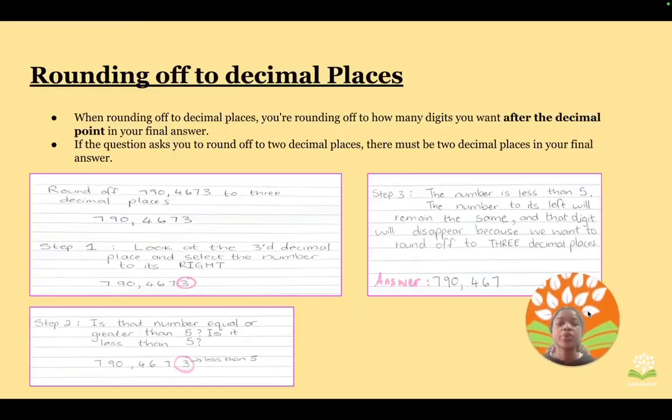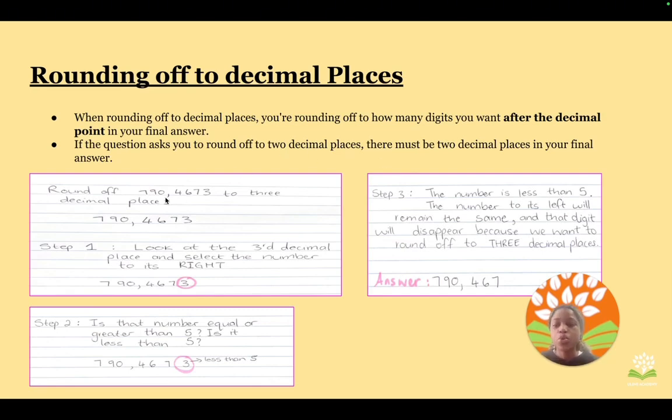Now, what do we do when we have to round off to decimal places? This one is pretty simple. When rounding off to decimal places, you're rounding off to how many digits you want after the decimal point in your final answer. If the question asks you to round off to 2 decimal places, there must be 2 decimal places in your final answer. Okay? Let's look at this example.